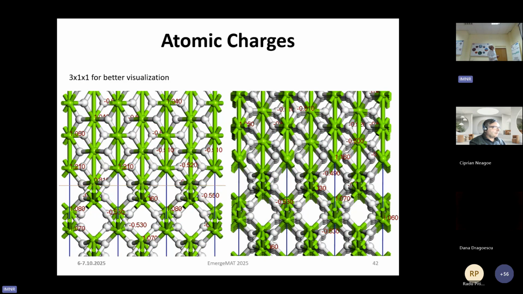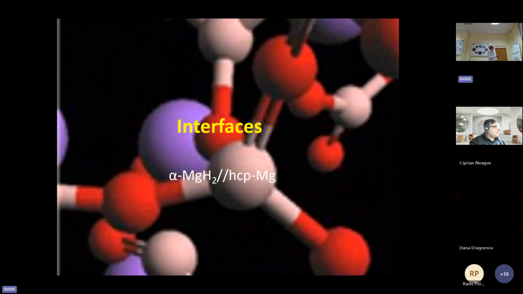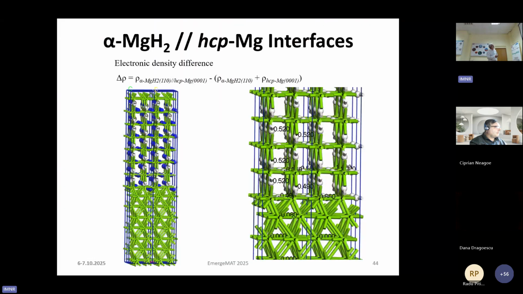Here are atomic charges. You can see the values are different than in bulk. We can create also interfaces. And here I create the interface between alpha, magnesium hydride, and hexagonal magnesium. You see, in this case, the electronic density is concentrated on the hydrogen atoms.